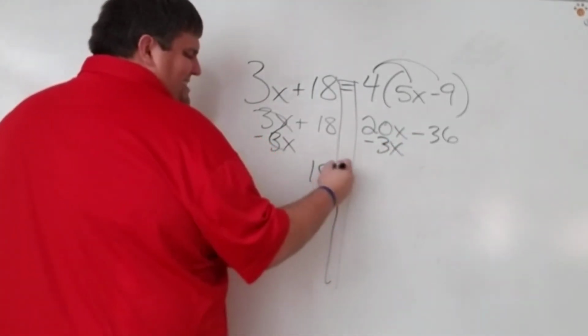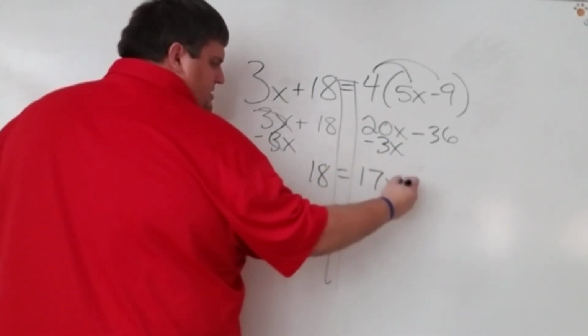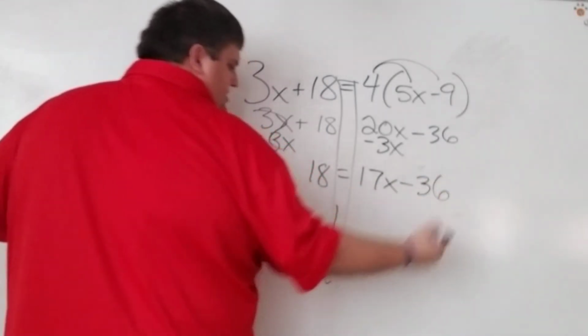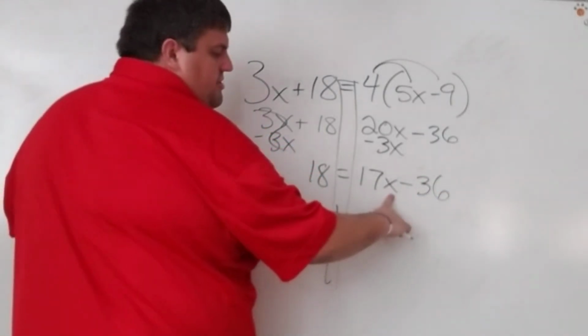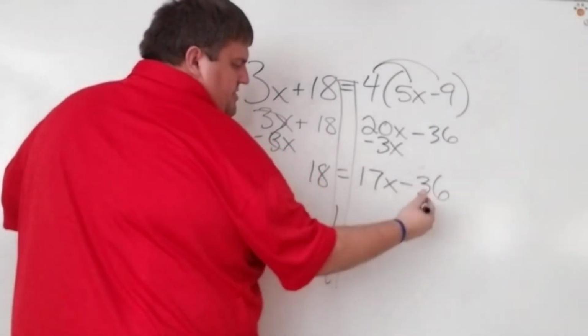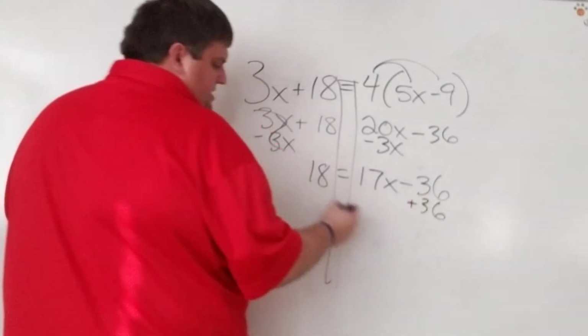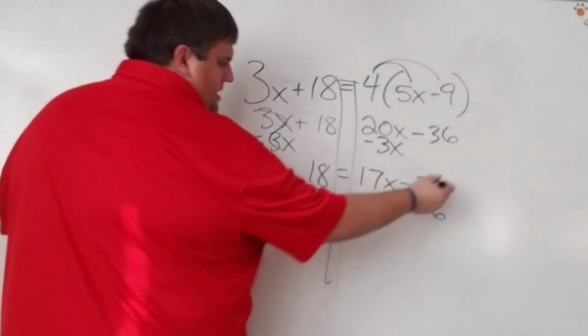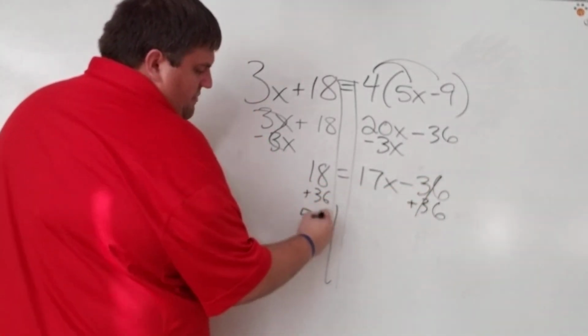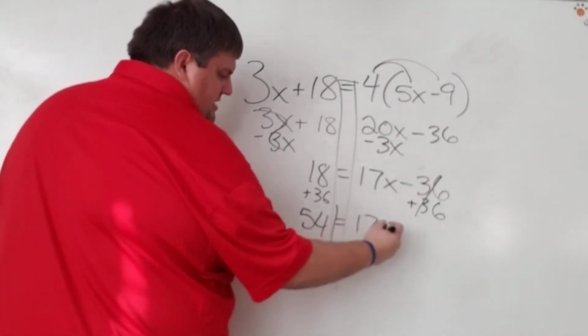So that gives me 18 equals 17x minus 36. And then from there, it's a two-step. Here's x. I want to get rid of minus 36, or negative 36. So I need a positive 36 to get rid of that. That's going to give me 54 equals 17x.